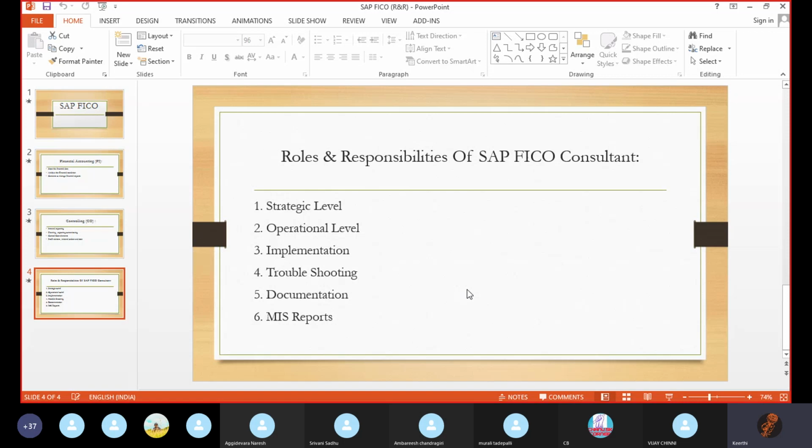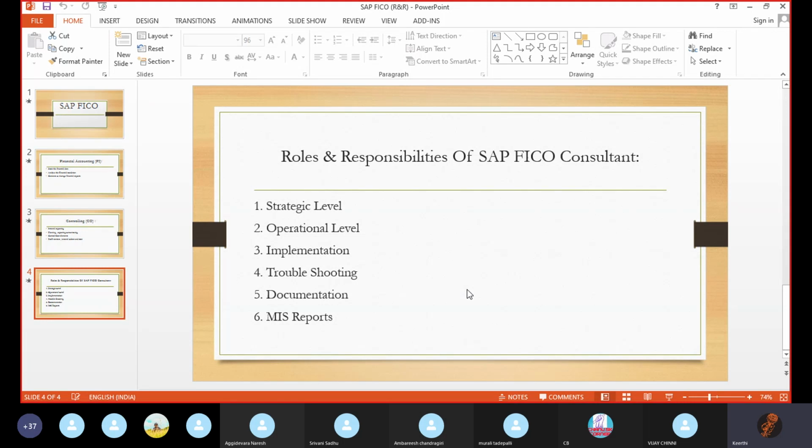The main purpose of this level is to achieve a common understanding of how the company intends to run SAP to support their business. The consultant can prepare the business blueprint. It contains the detailed documentation of the client.